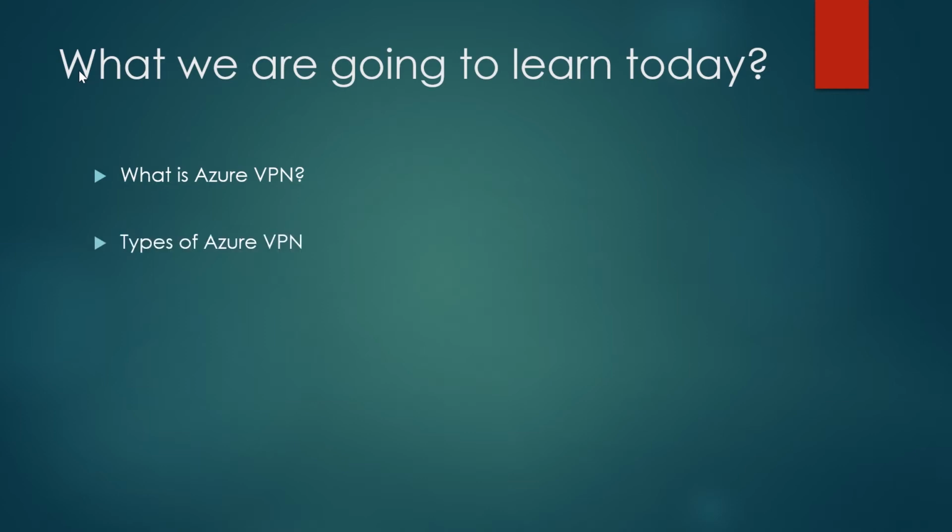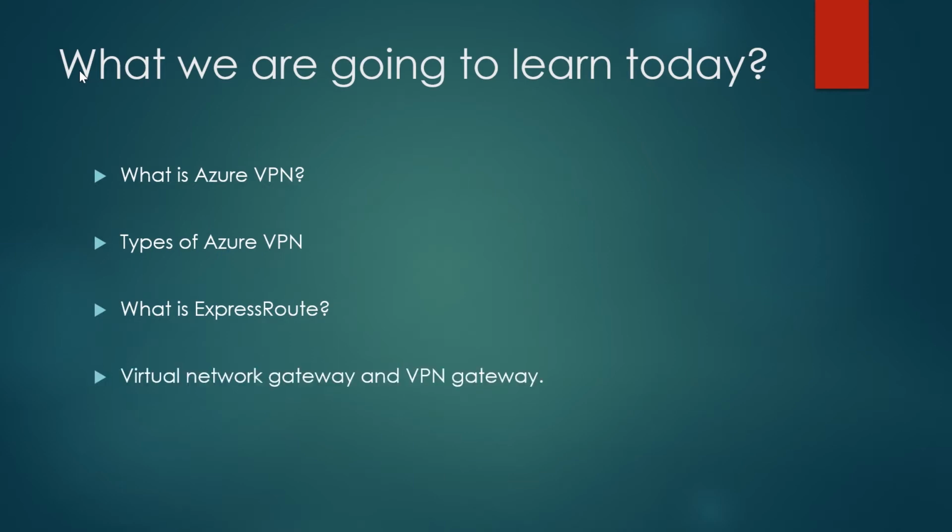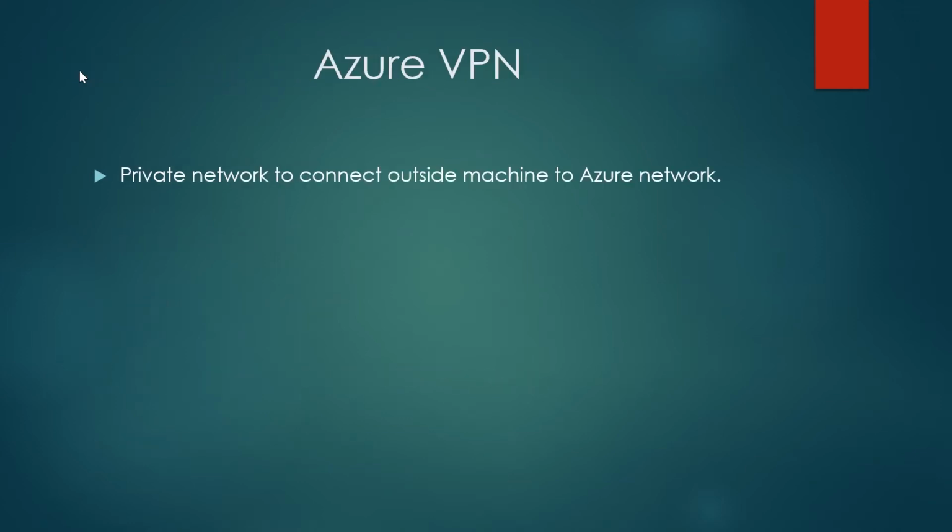Okay, and we'll see what the types of Azure VPN are. What is ExpressRoute? That's also part of the VPN, but it is a service that Microsoft Azure specially provides. The virtual network gateway and VPN, we will learn about that, and we will create our first virtual network gateway today, like the VPN gateway, you could say. Okay, so sounds good.